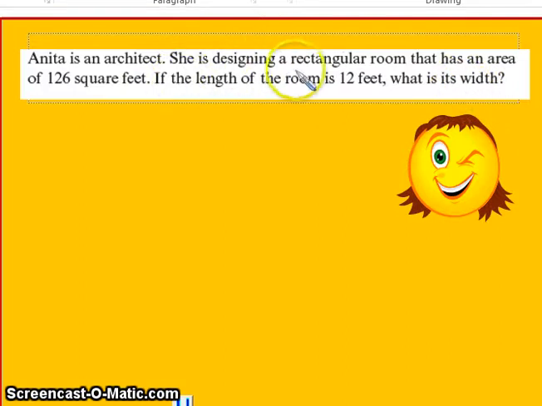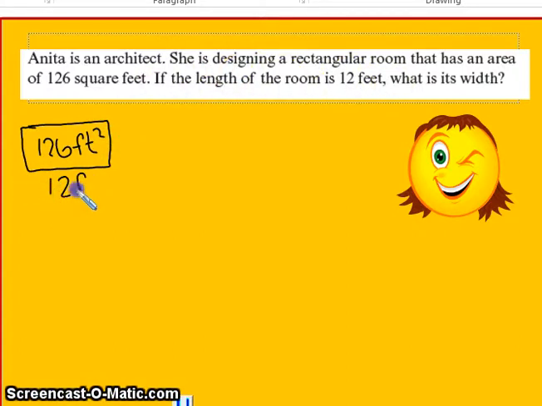Okay, so the first thing we know is she has a rectangular room. So I'm going to draw a picture. When in doubt, draw it out. So here's my rectangular room. I know it's not a very pretty picture, but it has an area of 126 square feet. The length of the room is 12 feet, so I'm going to label this 12 feet. And the question here is, what is the width? So we're looking for width, which I'm going to call W.